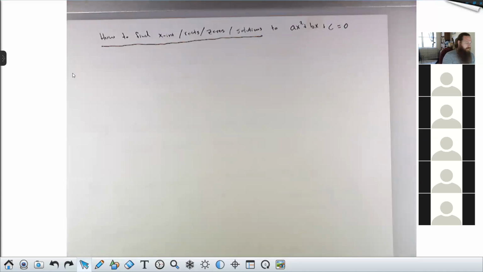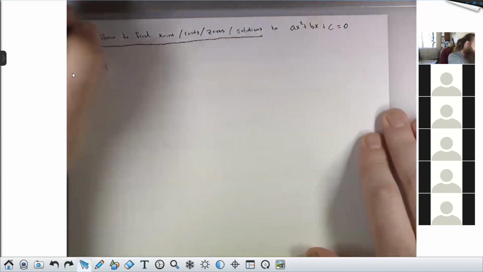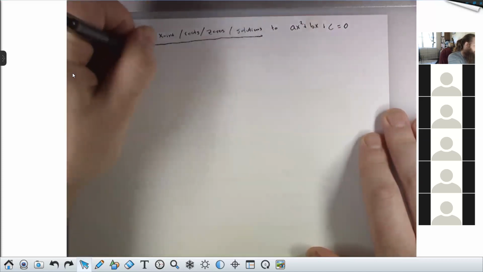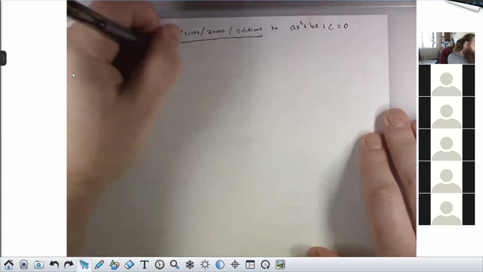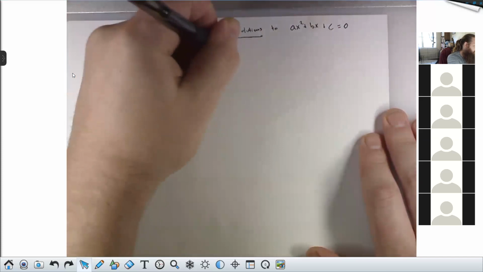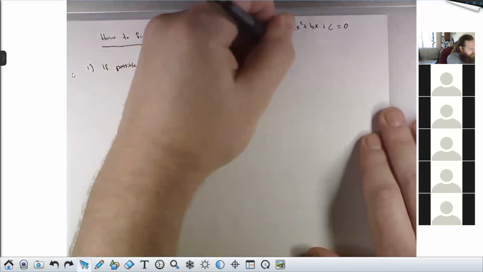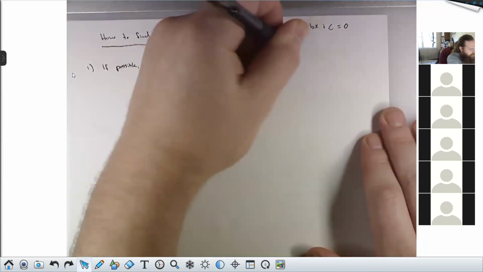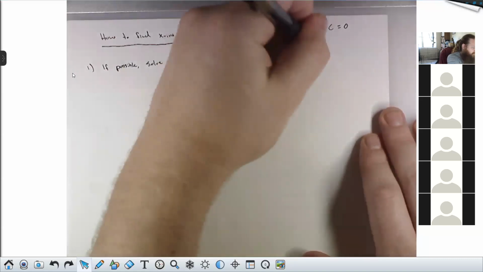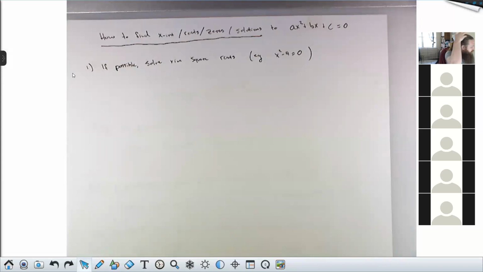If you can, you should, so if possible, solve by square roots. For example, if you have something like x squared minus 4 equals 0, you can add the 4 to both sides and then take square roots. You get plus and minus 2.